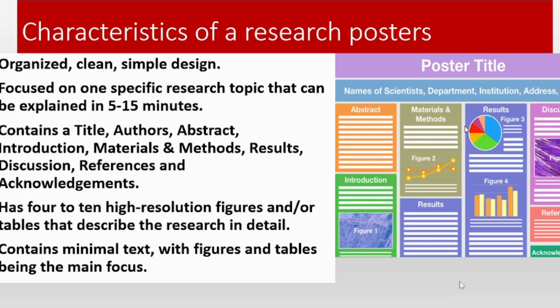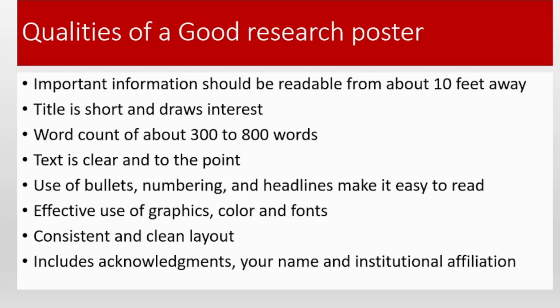Then lastly, what are the qualities of a good research poster? Now, a good research poster should have important information that should be readable within 10 feet. So somebody standing 10 feet from your poster should be able to see the introduction. You should be able to see the abstract. You should be able to see the word conclusion or findings. Then the title should be short and it should grab the attention of the viewers. Now the word count should be about 300 to 800 words.